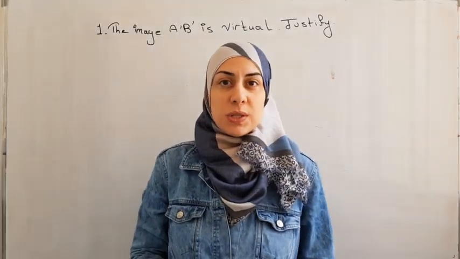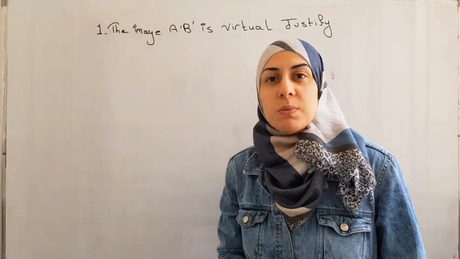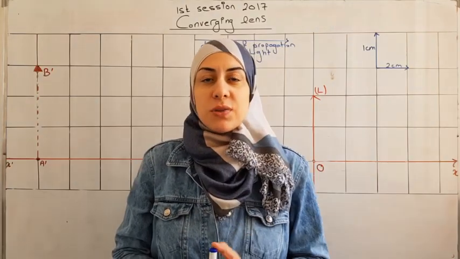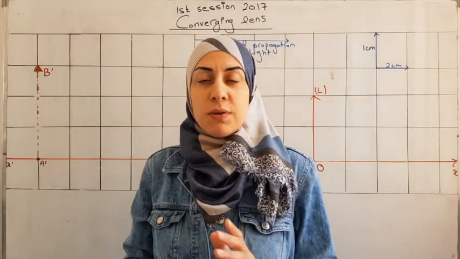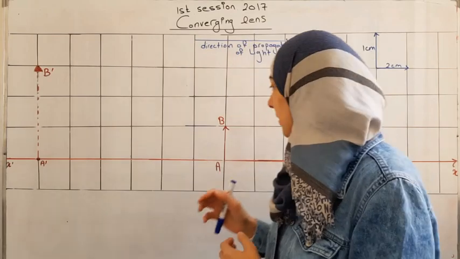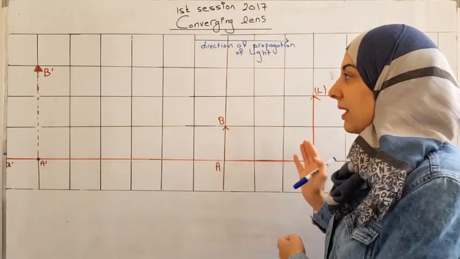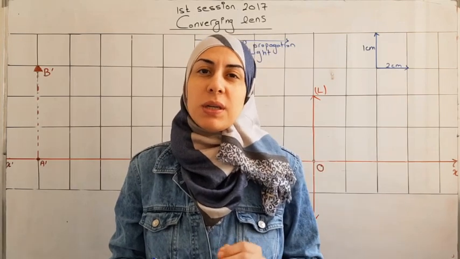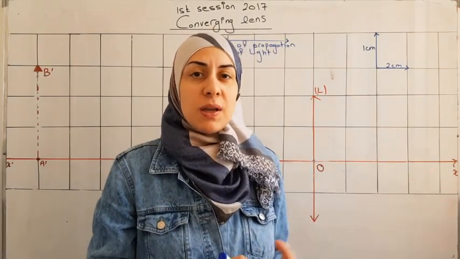This is the first question. The image A prime B prime is virtual. Justify. Let's go back to the figure. We can justify this in 2 ways. The first way is by saying that A prime B prime is behind the lens. So this is the lens and A prime B prime is behind the lens. So it's virtual because a real image is always formed after the lens.